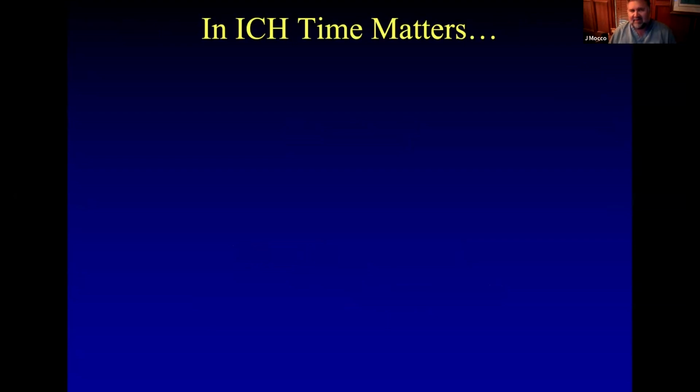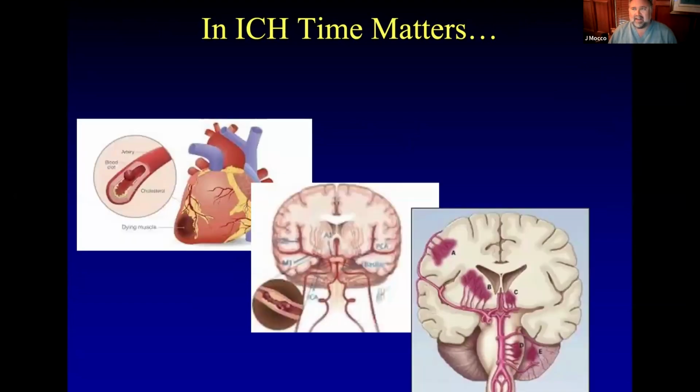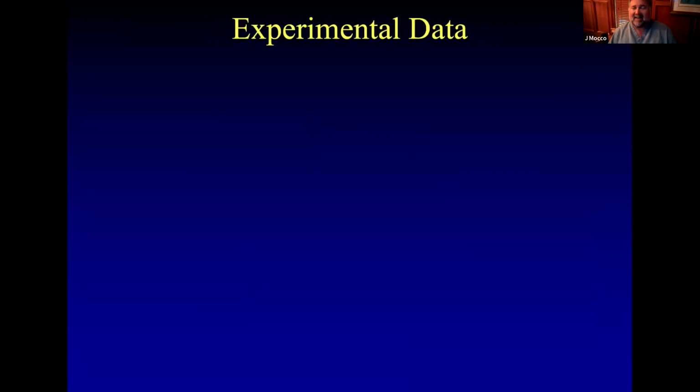And I'll start with a simple fact that, and I'm going to prove it, I believe, over the next few slides. But in ICH, time absolutely 100% matters. Now, part of that is self-evident. If time matters for ischemic lesions of the heart, if time matters for ischemic lesions of the brain, why wouldn't time also matter for a mass effect lesion in the brain? Right? It makes sense. And in fact, there's a lot of experimental data that confirms this.